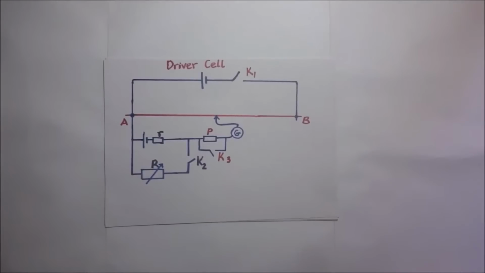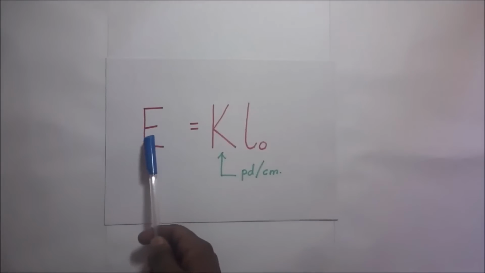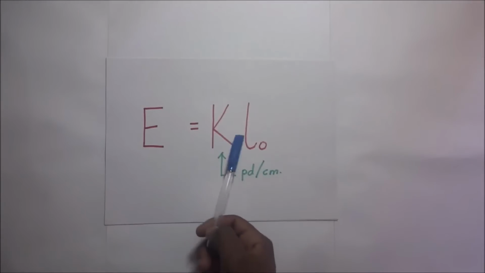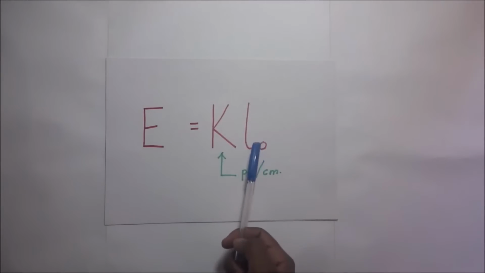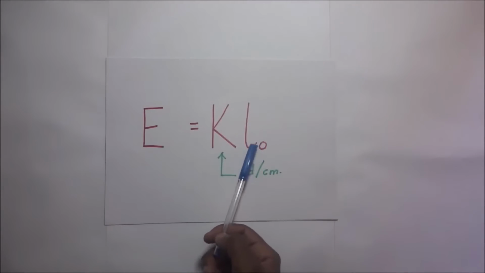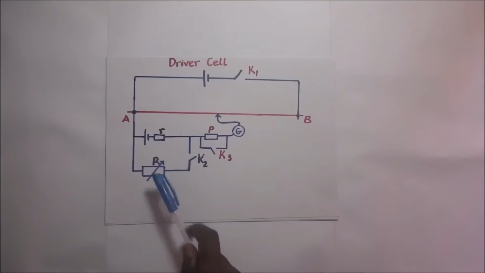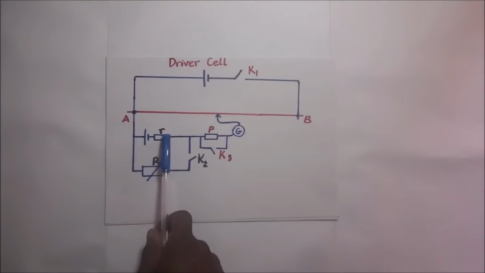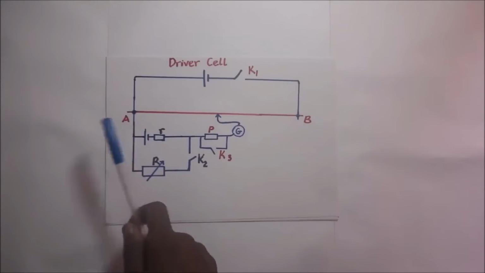And that expression is E is equal to KL naught. The EMF is equal to K, which is the PD per centimeter or the PD per unit length, multiplied by the balance length we got. This balance length L naught corresponds to the potential difference when we balance this cell, whose internal resistance we want, across the slide wire.